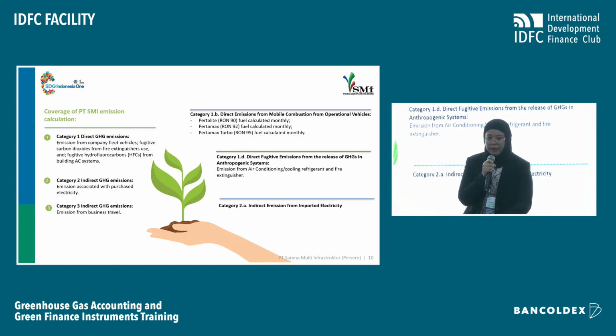This is the coverage of PTSMI emission calculation. For category 1, direct GHG emissions: emissions from company fleet vehicles, fugitive carbon dioxide from fire extinguisher fuels, and fugitive hydrocarbon from the building access system, which includes the direct emissions on the left. The second one, category 2, is indirect GHG emissions associated with purchased electricity. And then category 3 is indirect GHG emissions from business travel.